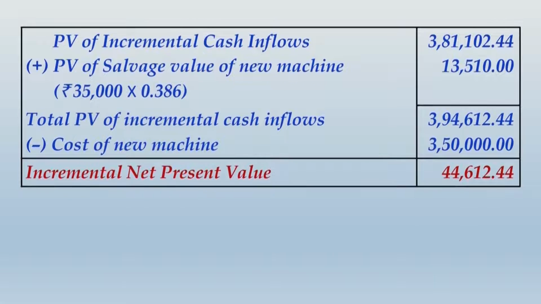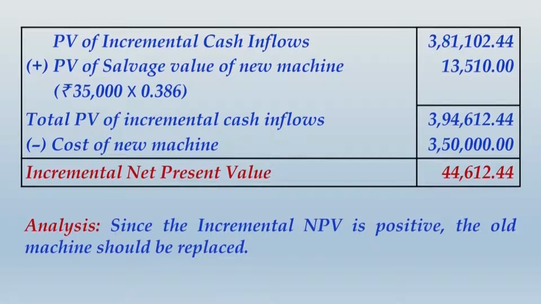Because the incremental NPV is positive, you should go ahead with that. So you will say, since incremental NPV is positive, the old machine should be replaced. So please write up this whole thing, and that will be end of this solution.